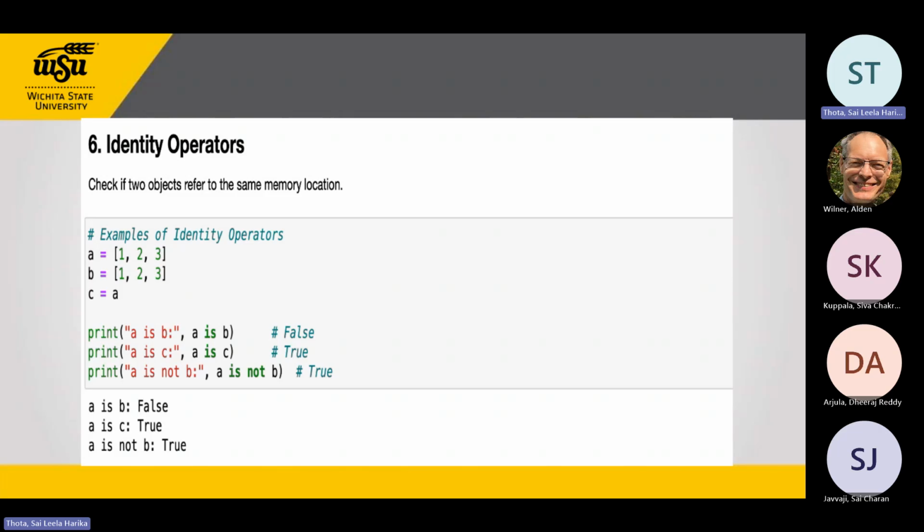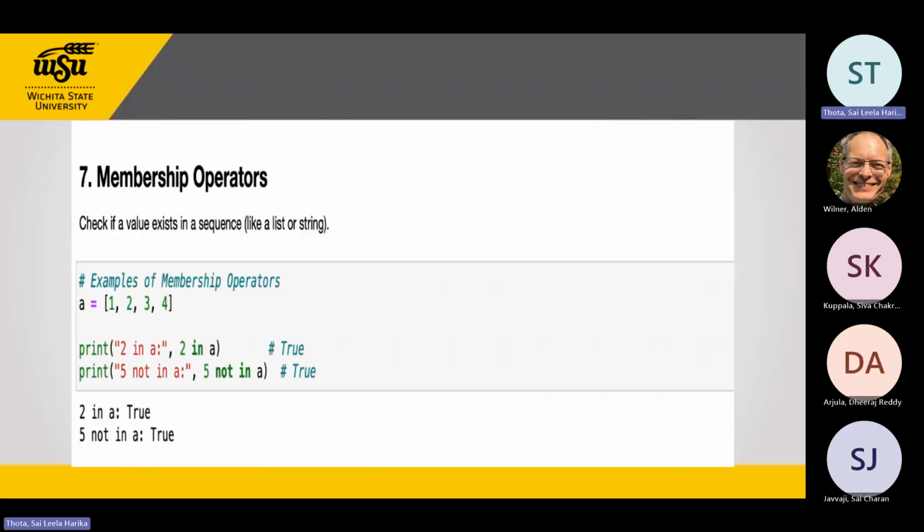So that is the reason when you try to print A is B, it actually checks whether the memory locations are the same. The memory locations are not the same. The A value is stored in one memory location and B is stored in another, and that is the reason we are getting false. A is C: yes, because we assigned C equal to A, so we are assigning both to the same memory address, and that is why A is C is true. A is not B: yes, A is not B, so it's true, right? That is the reason we are getting true.